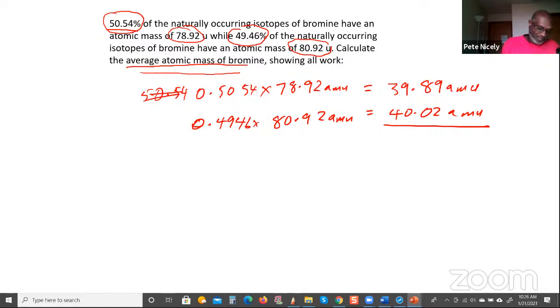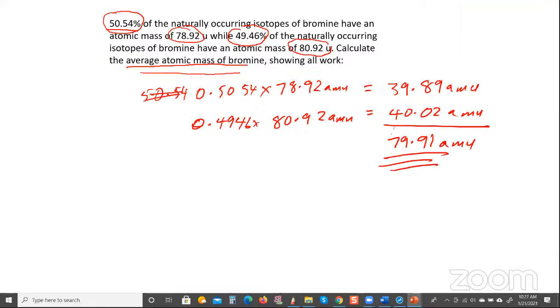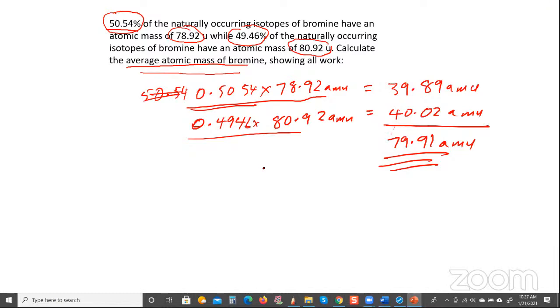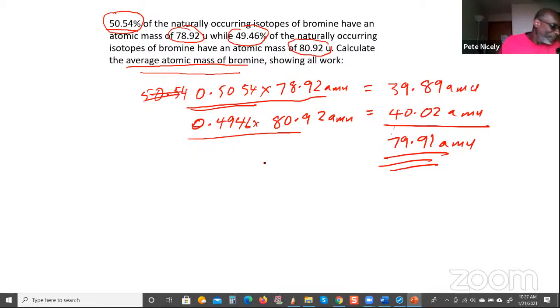All right. And then we add those two numbers together. 39.89 plus 40.02. And according to my calculation, this works out to be equal to 79.91 AMU. All right. And then we divide by 2, right? Because we're looking for an average. Nope. We don't. That's it. The average was worked out because we utilized the percentage of each isotope here, and then we simply add them together. So this is the weighted average. We call this the weighted average atomic mass. I understand. Okay. All right. Any other questions about this one? Any other questions?